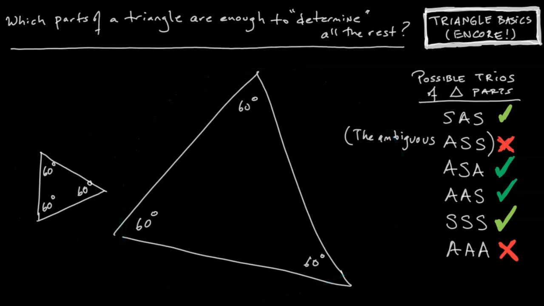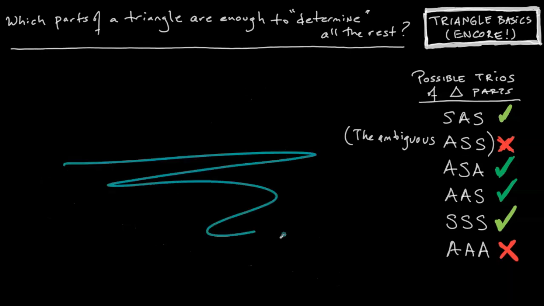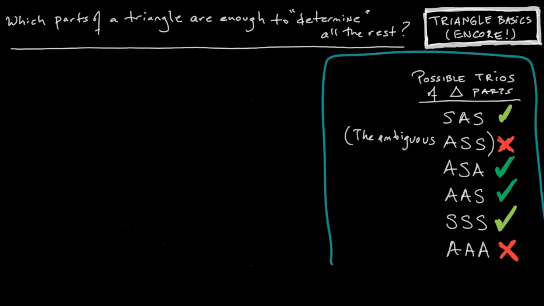We'll see very soon that angle, angle, angle is enough to determine the shape of the triangle, but it is not enough to determine its size. So these two are proportionate, but they're not the same triangle. They're on a very different scale. And with that, we have finished running through all the possibilities for a known trio of parts.